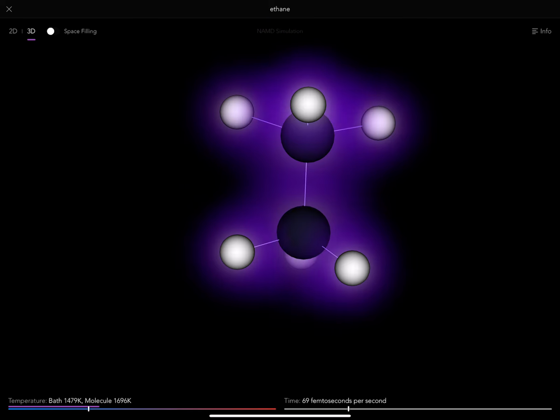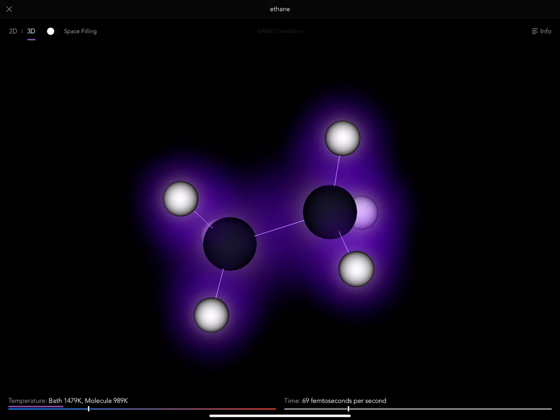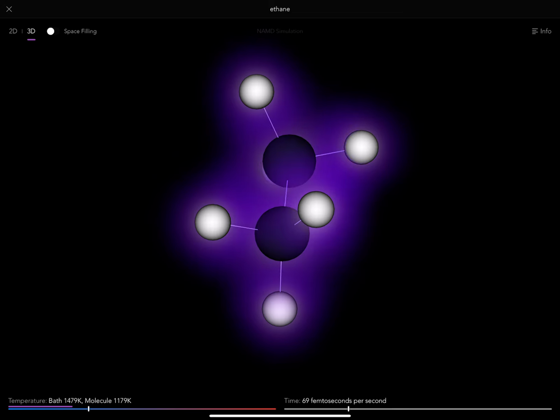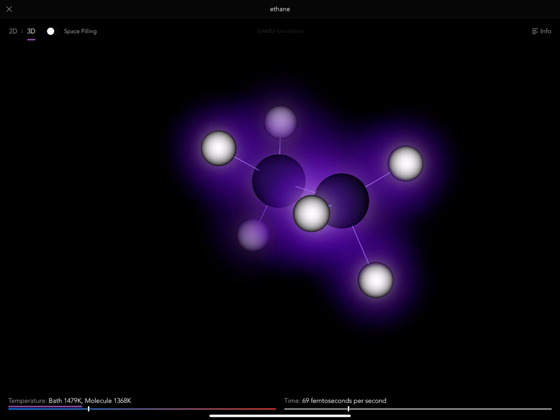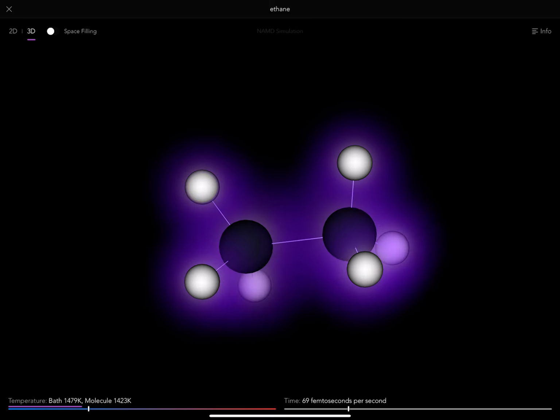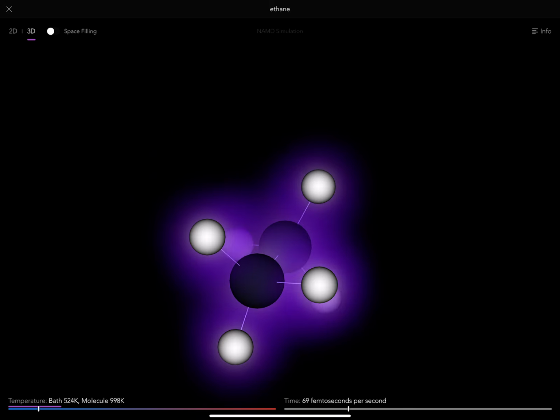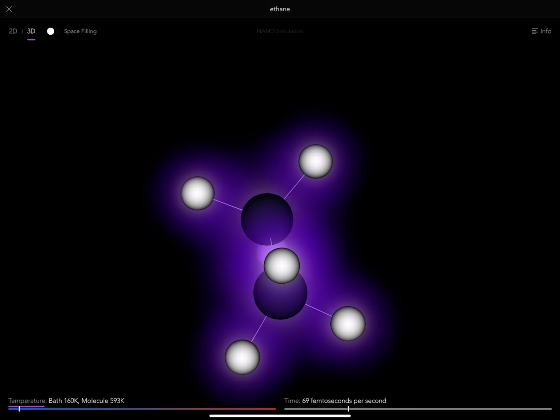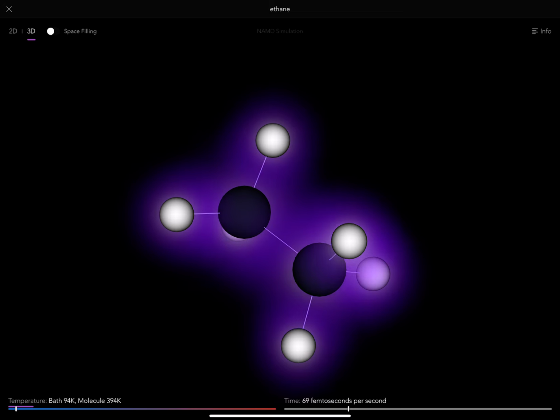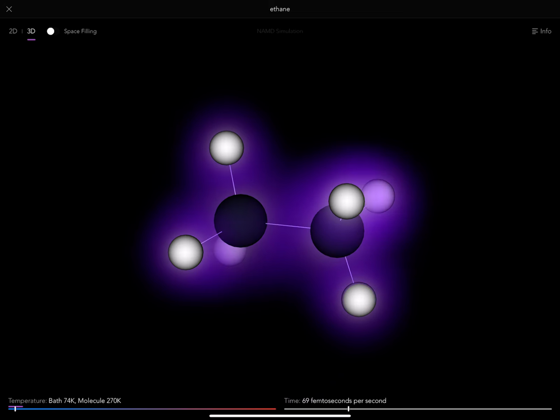This is an example of the principle that temperature is simply just kinetic energy. So you provide more heat, you provide more kinetic energy for the molecule to move around. I'll cool it down a little bit so that we can go through this a little bit more systematically.